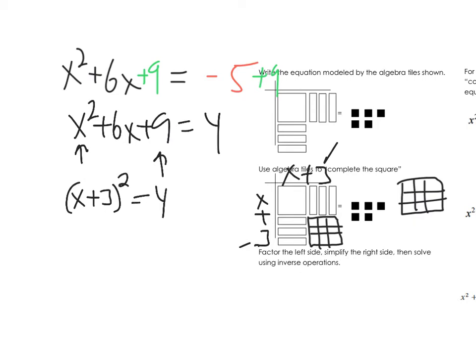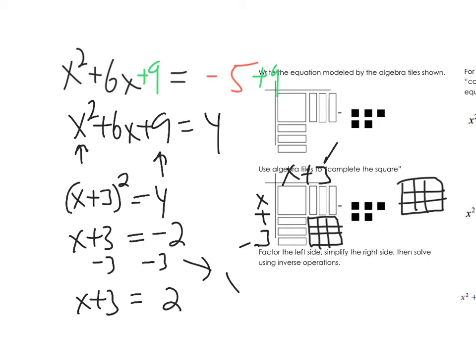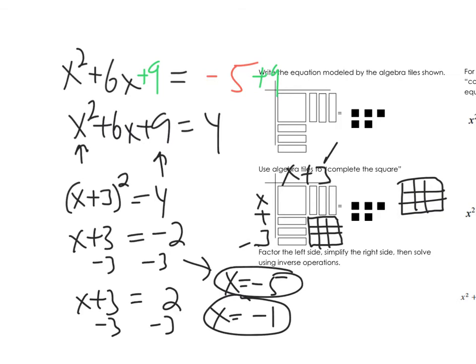equals 4. And then take the square root of both sides. It leaves me x plus 3 equals negative 2, because remember when I take a square root, I have the positive and the negative. And x plus 3 equals positive 2. And then I'll subtract 3. That leaves me x equals negative 5. Subtract 3, x equals negative 1. So those are the two solutions to this quadratic equation.